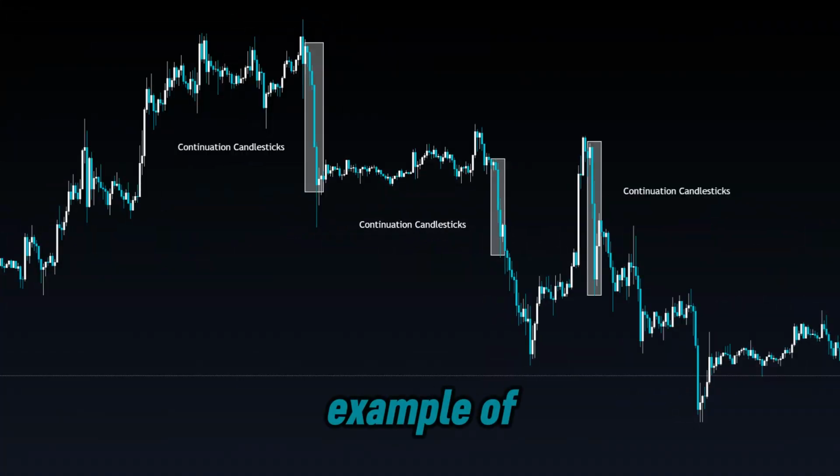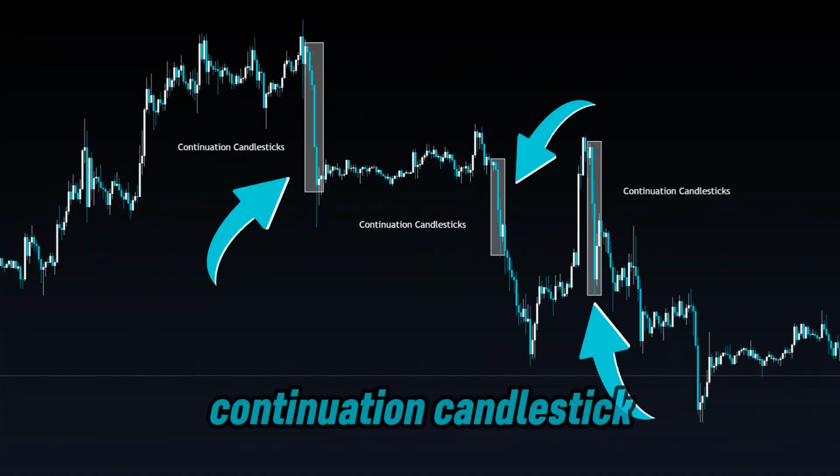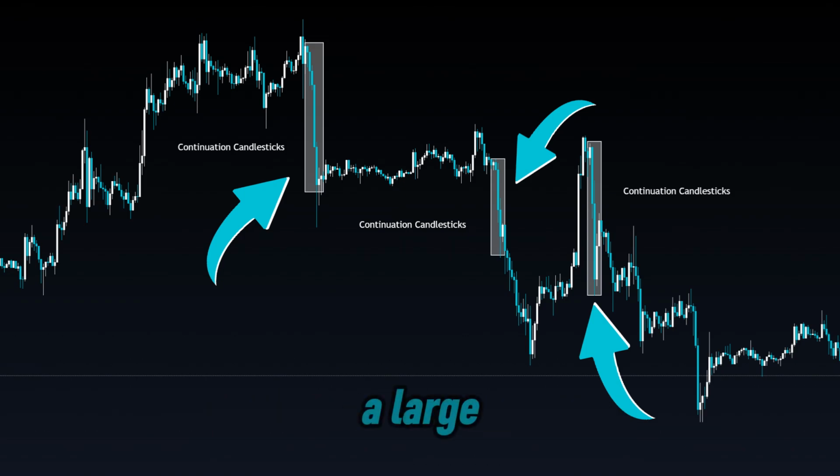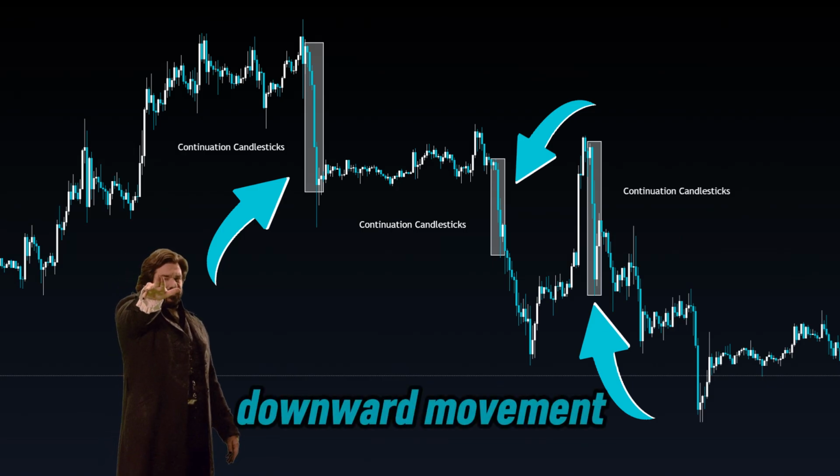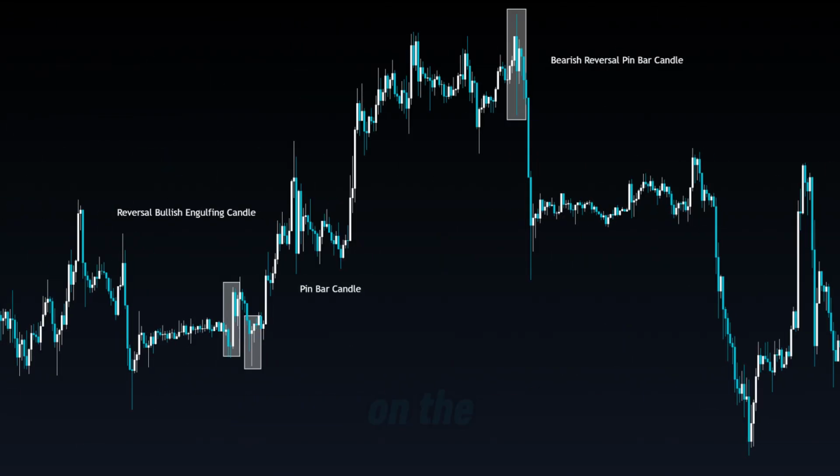And here is an example of a bearish continuation candlestick. Similarly, it has a large body with small or no wicks, indicating strong selling pressure and suggesting a continued downward movement. Reversal candlesticks, on the other hand, typically have long wicks.